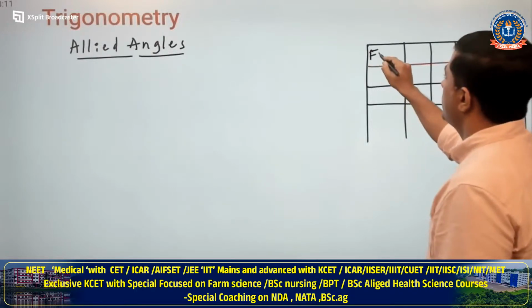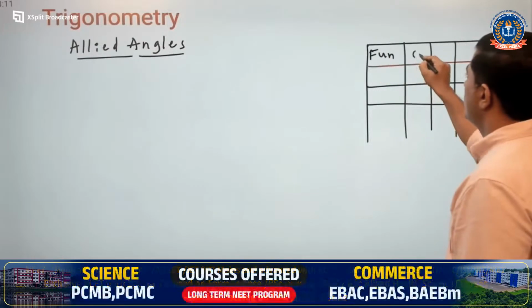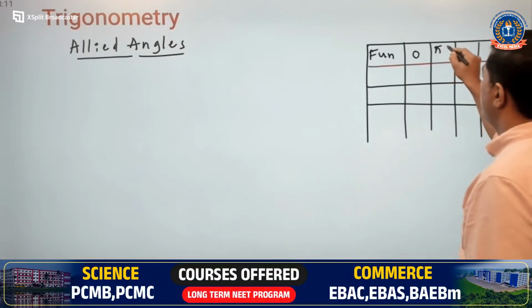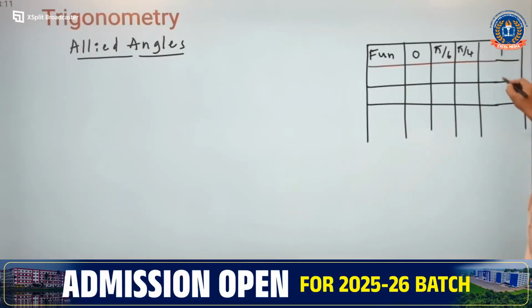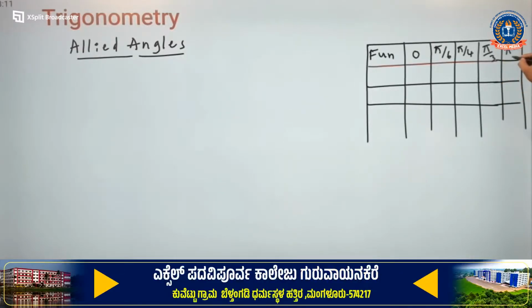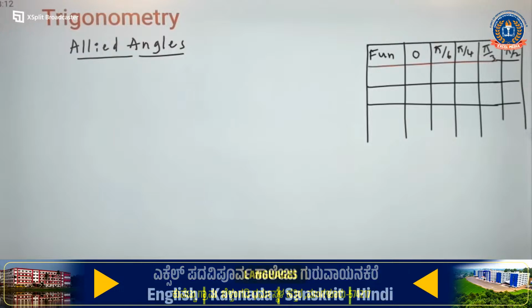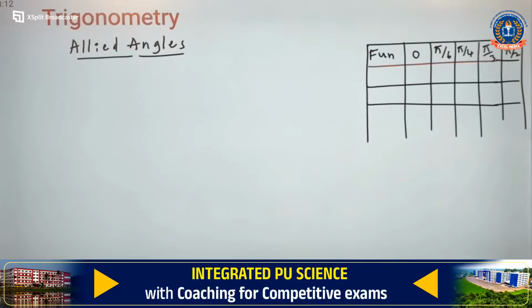Here I write the functions. 0 degree, pi/6, pi/4, pi/3 and pi/2. Right? Special functions we will take later, don't worry.